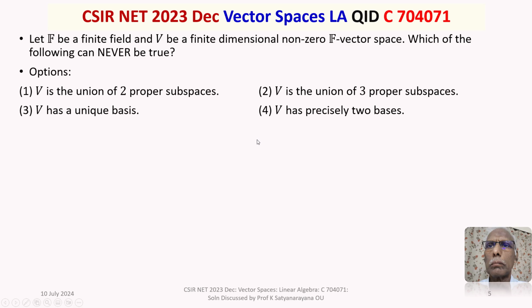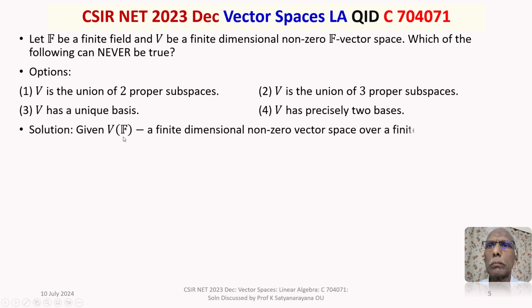Let's now discuss the solution of the problem in detail. We are given V over F, a finite dimensional non-zero vector space over a finite field F. I have already told you, a finite field F means a field containing finitely many elements. It is a Galois field, in other words. Right. Let's now discuss the options in serial order. Let us take option 1. V is the union of two proper subspaces. Is it always true? That's the question.